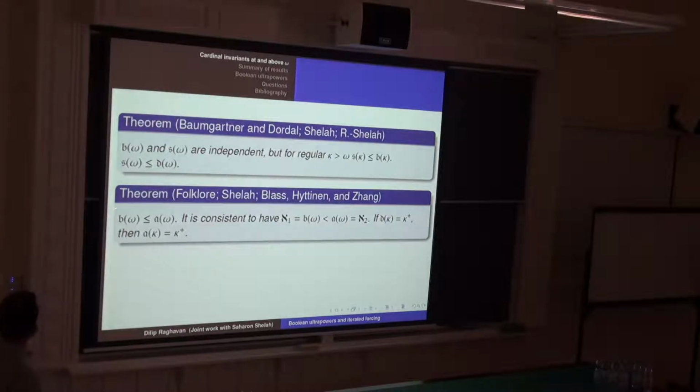Okay, the connection between B and A: it's a folklore result that B omega is less than or equal to A omega. Shelah produced a model where B is aleph 1 and A is aleph 2. And it's an unpublished result of Blass, Hyttinen, and Zhang that for uncountable kappa, this should say kappa greater than omega, if kappa is greater than omega, then D kappa equal kappa plus implies A kappa equal kappa plus. This is open for omega. So the hypothesis here should say kappa is greater than omega.